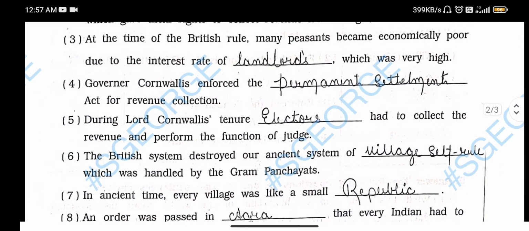Governor Cornwallis enforced the Permanent Settlement Act for revenue collections. So who enforced the Permanent Settlement Act? That was Governor Cornwallis. During Lord Cornwallis's tenure, the collector had to collect the revenue and perform the function of the judge. The collectors had to collect the revenue.